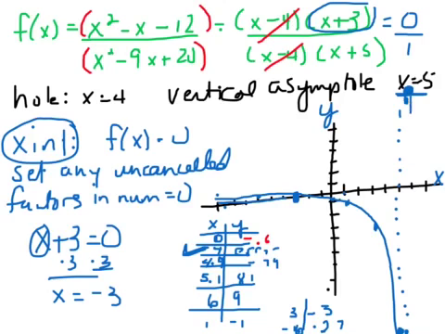You need to get some more points, but I'm running out of time. Like I might want to plug in x is 7, so I could go to my table and hit 7. And at 7, I'm at 5.